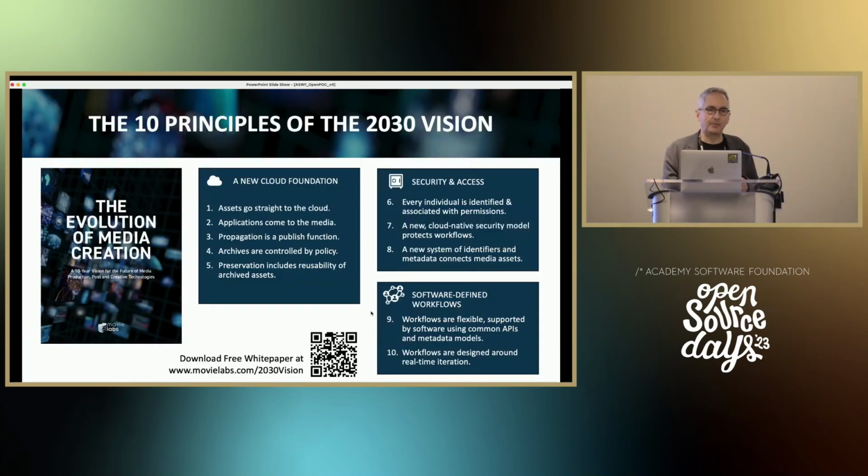About 4 years ago, we published something called the Evolution of Media Creation, more commonly known as the 2030 Vision, that laid out where our member studios wanted to see production technology moving over a 10-year time frame. In particular, as production moves to the cloud, as we see more use of real-time iteration and game engines, as we see workflows across the entire pre-production through finishing being better supported by software, what we call software-defined workflows, and also security, because we think security needs a new model. So check out the white paper, it's good.